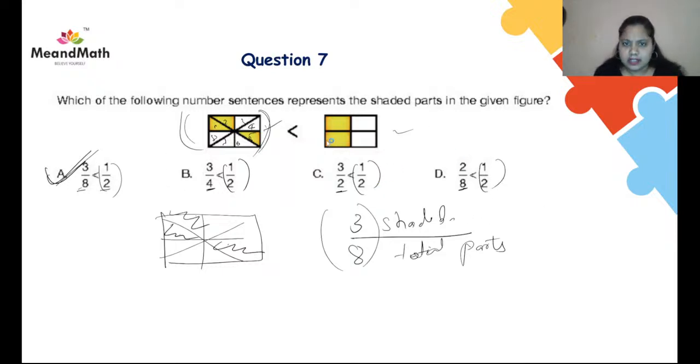So we did not find out what fraction of this picture. Okay, we did not waste time or solve anything. They're asking us only to find the left picture's fraction. Okay, so the answer we got is 3 by 8.